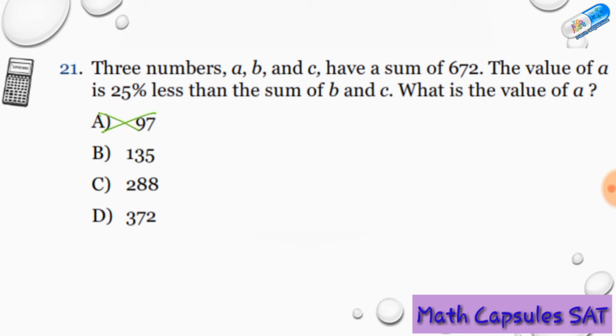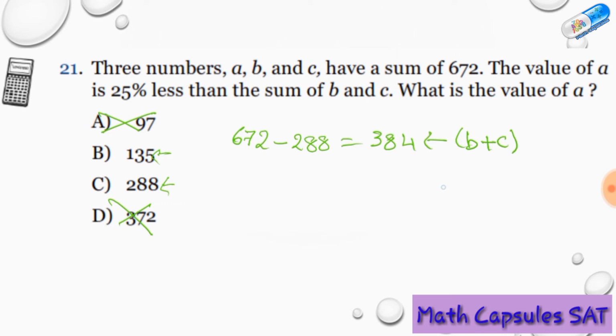Next, the value of A can't be more than half the total because we still have B and C. Half of the total is 336, so we'll eliminate D. What remains is B and C. So we'll plug in the answers B and C. Let's start with C. If A equals 288, the sum of B and C will be 672 minus 288, which is 384. This is the sum of B and C together.